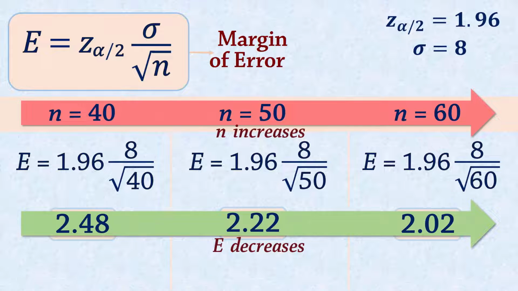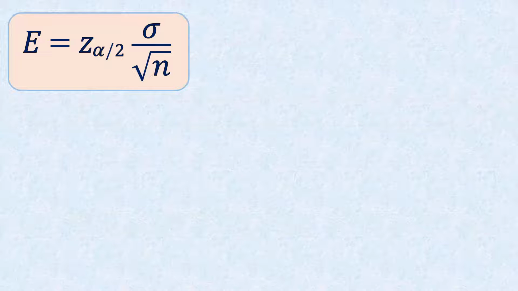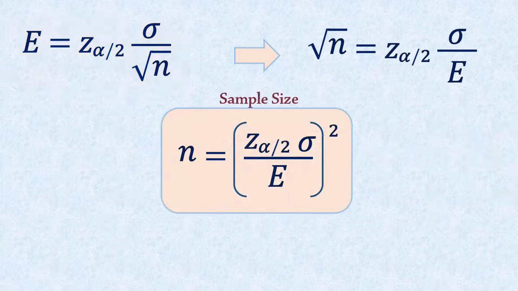And that should be expected since n is in the denominator, and also because larger sample sizes should be more reliable and thus produce smaller errors. Now, if we intend to calculate the sample size needed to keep the margin of error at a particular value, we can solve for n in the error formula to obtain the square of z sigma over E.